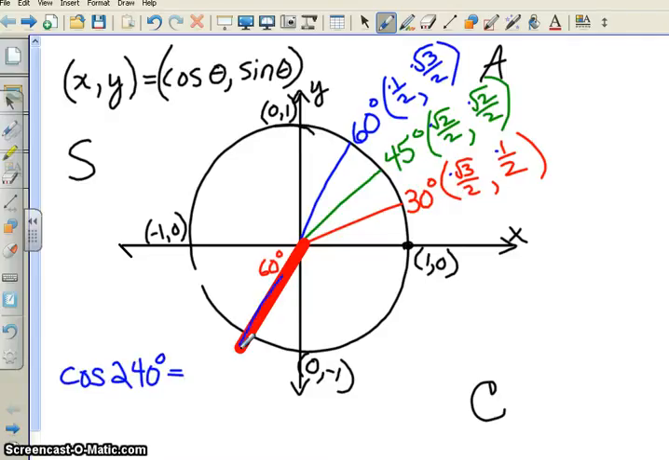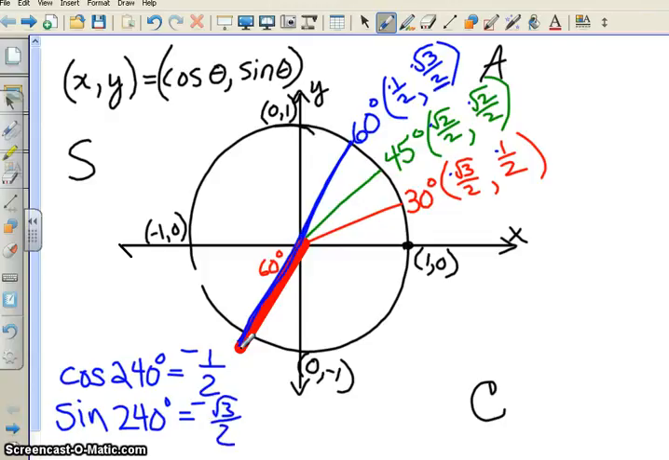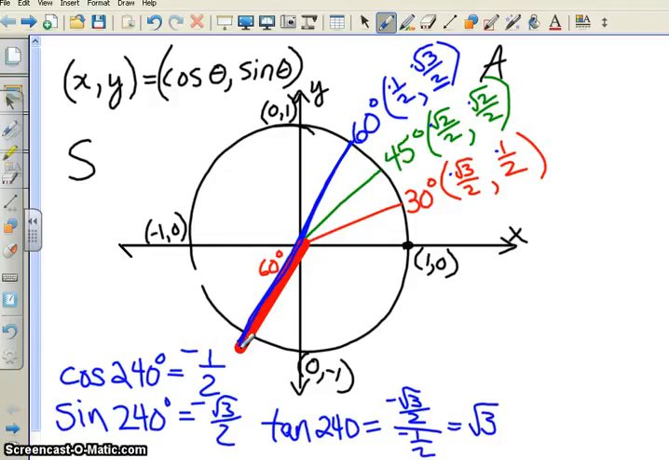it's going to be the cos of 60, but negative, because we're in the third quadrant where only tan is positive. If I want the sin of 240, it's going to be the same as the sin of 60, radical 3 over 2, but negative again. And then my tan of 240 will be sin divided by cos, so negative radical 3 over 2 over negative 1/2. The denominators cancel out, the two negatives cancel out, and that leaves me my tan to be positive radical 3.